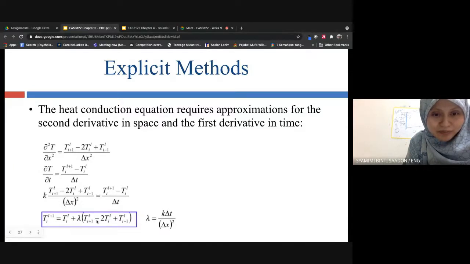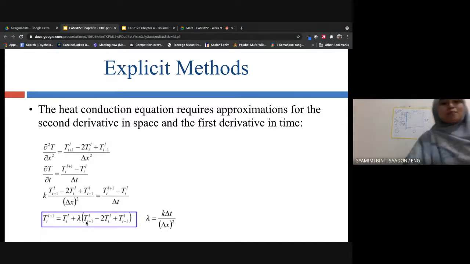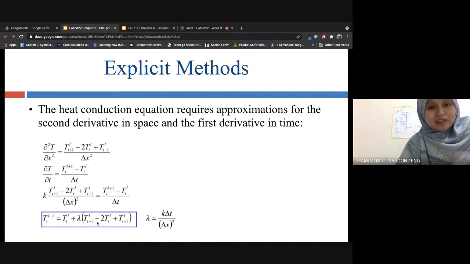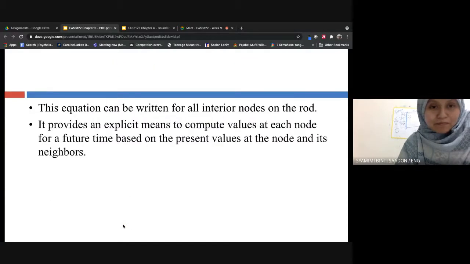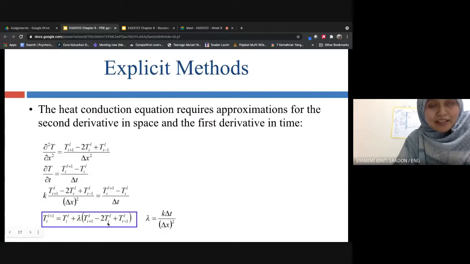with lambda equal to k delta t over delta x squared. This is the explicit method. It is linear, so we apply this explicit method for each node, just like the Laplacian method just now.